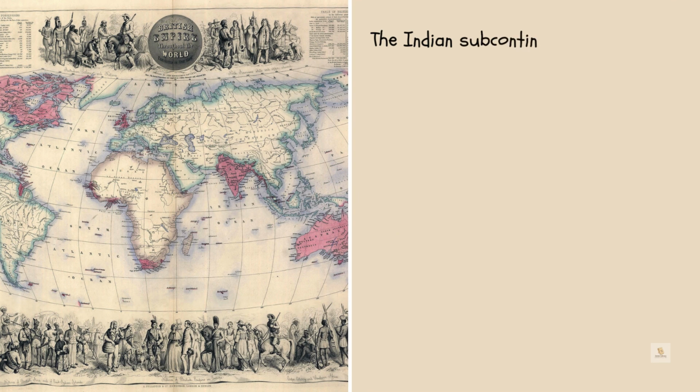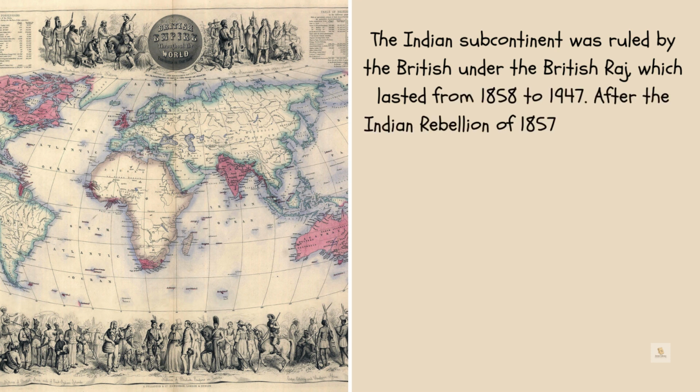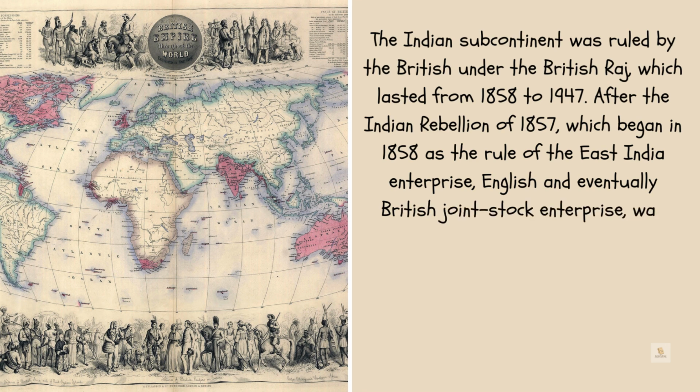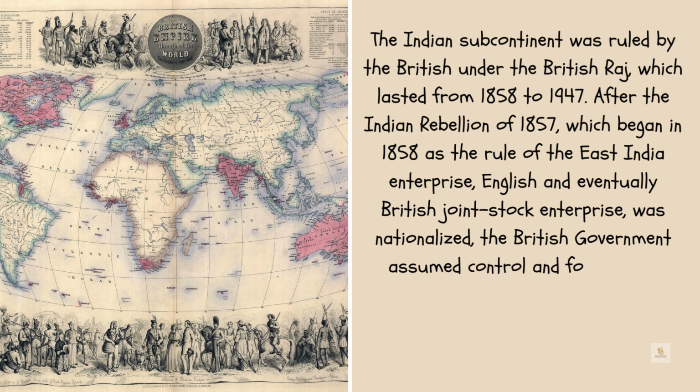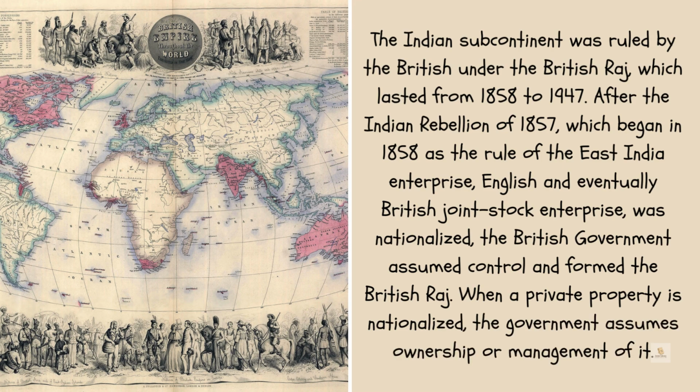The Indian subcontinent was ruled by the British under the British Raj, which lasted from 1858 to 1947. After the Indian Rebellion of 1857, the rule of the East India Company, the English and eventually British Joint Stock Enterprise, was nationalized. The British government assumed control and formed the British Raj. When a private property is nationalized, the government assumes ownership or management of it.